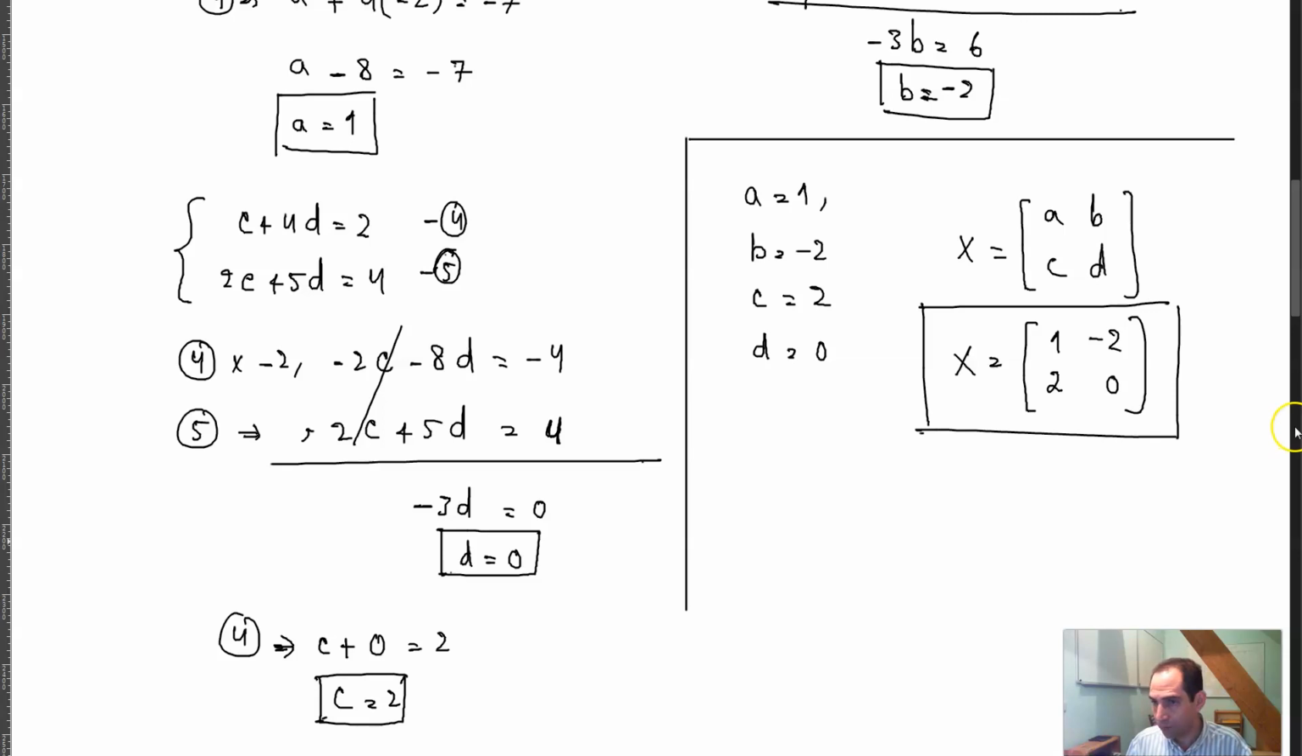Question number 12. We have, if A and B are square matrices of the same order such that AB is equal to BA, then prove by induction that AB raised to the power n is equal to B raised to the power n times A. Further prove that AB whole raised to the power n is equal to A raised to the power n for all n.